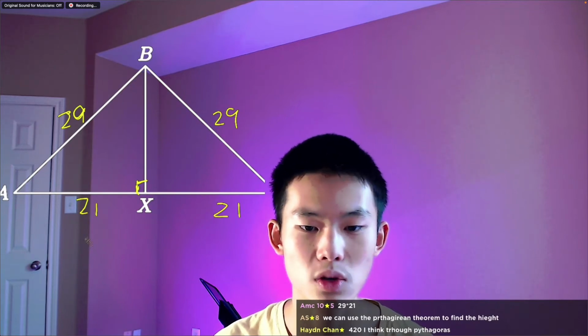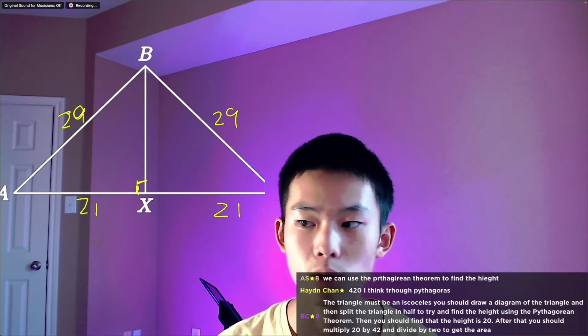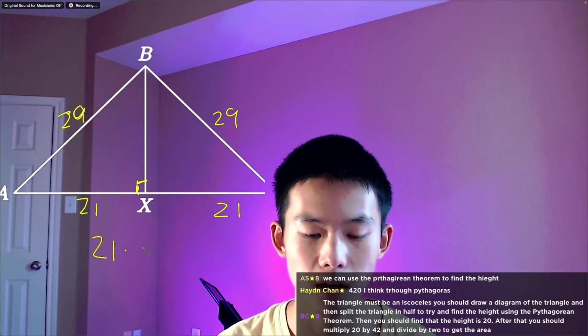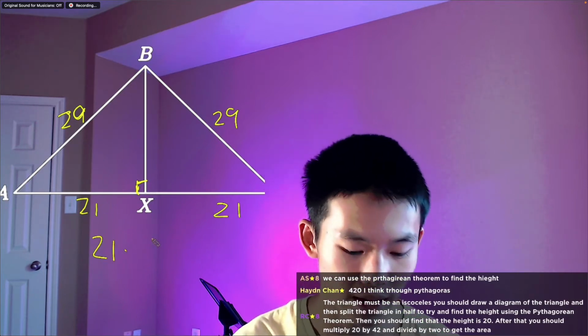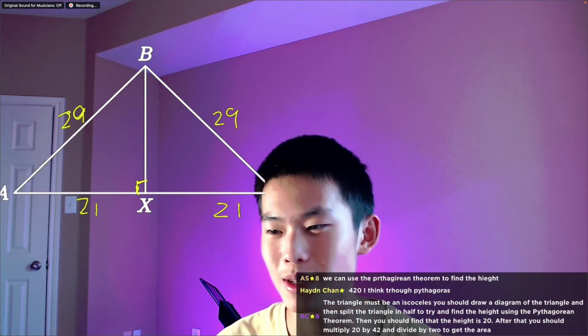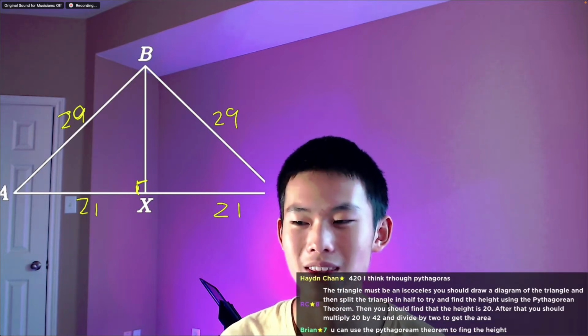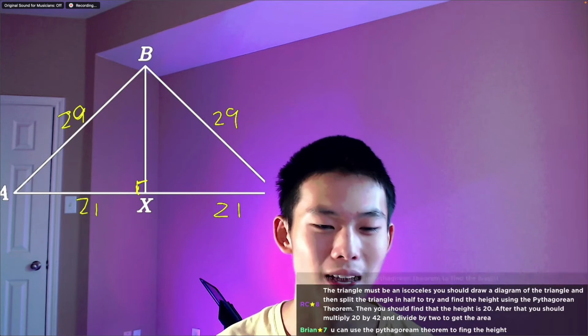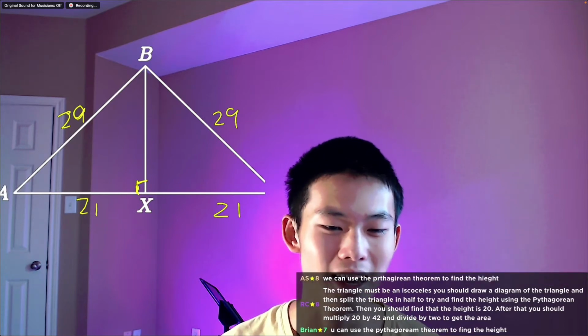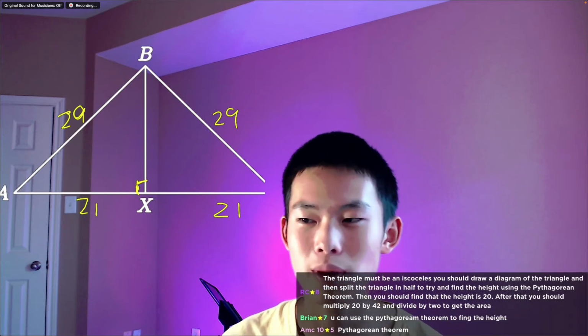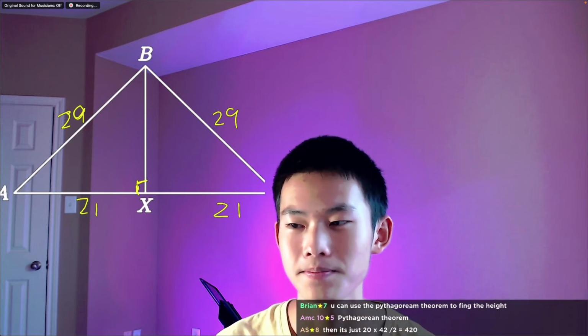So our final area is going to be 21 times... oh yeah, there's actually one more step that we're missing. I almost forgot. We need to use the Pythagorean theorem because we know that AB is 29 and AX is 21, but we want to know what BX is, so we want to figure out the height.